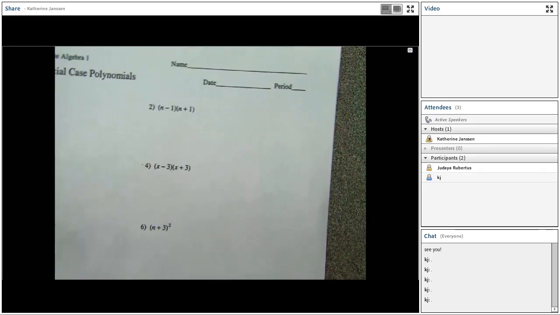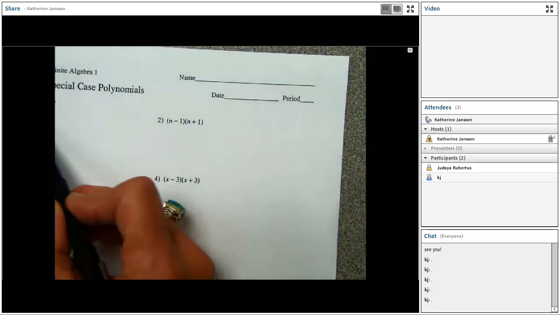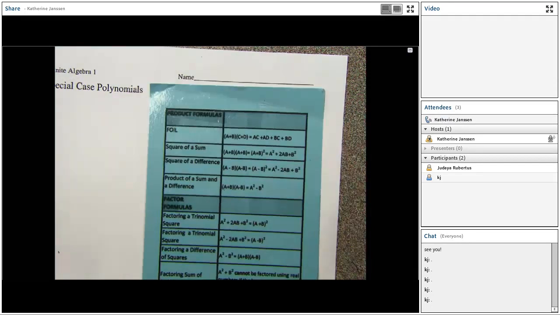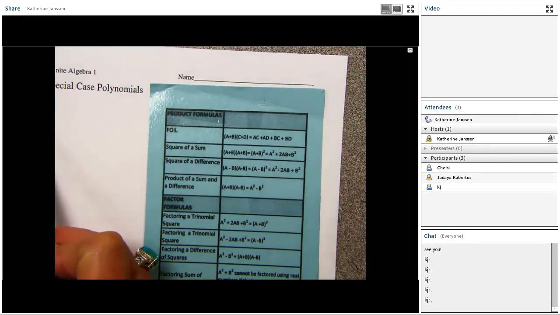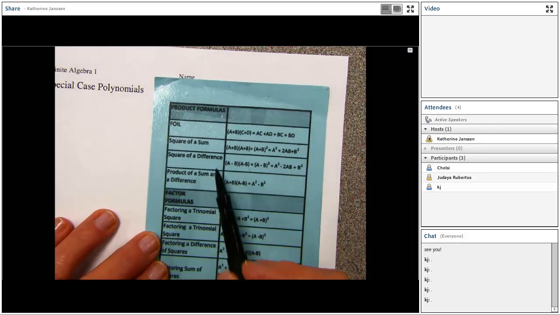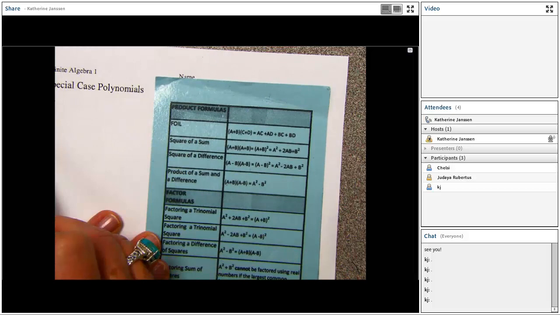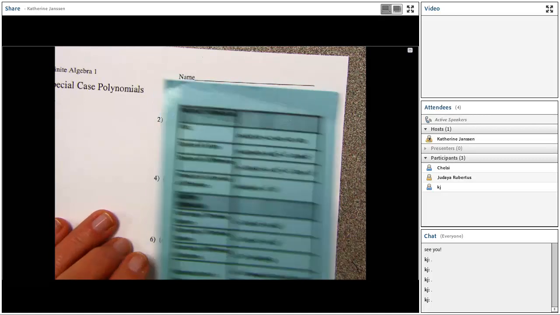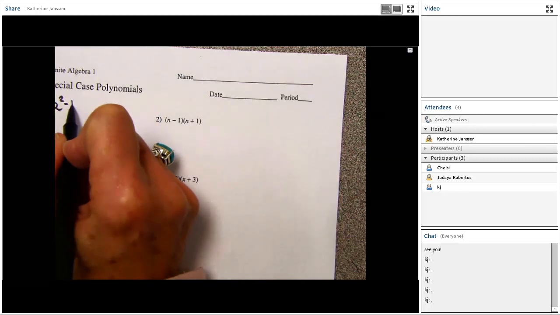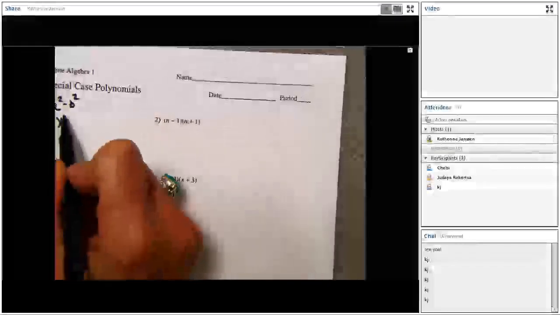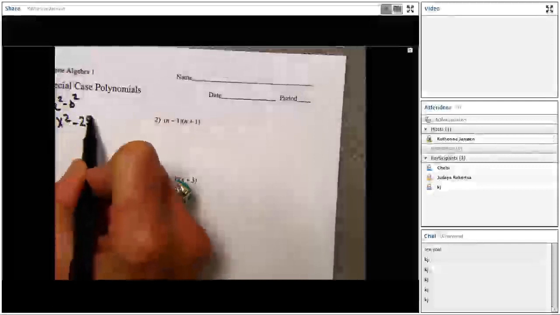So trying to recognize, I see a binomial times a binomial, so I'm going to get out my blue card. Are the first two terms the same? Are the last two terms the same? And now, what operations do I have? I have a sum and a difference. So it's the product of a sum and a difference, and my answer is a squared minus b squared. So my answer in this case is x squared minus 25.